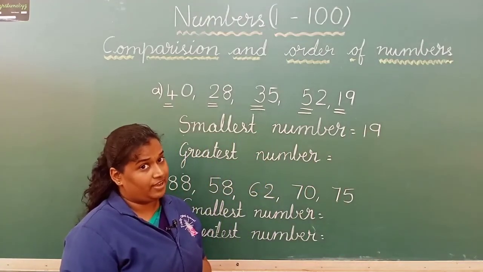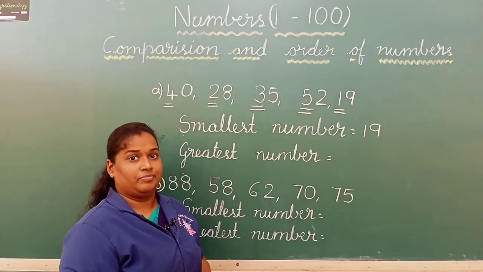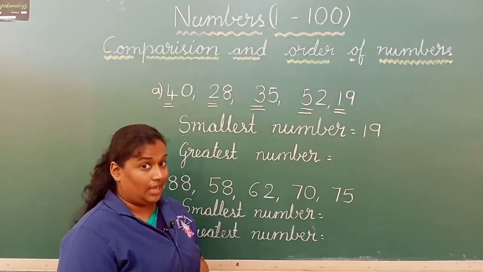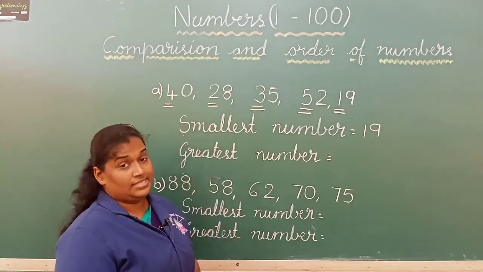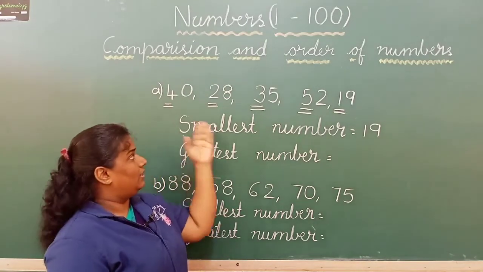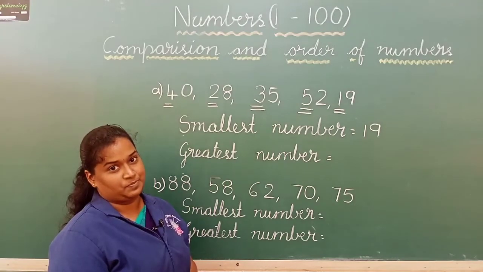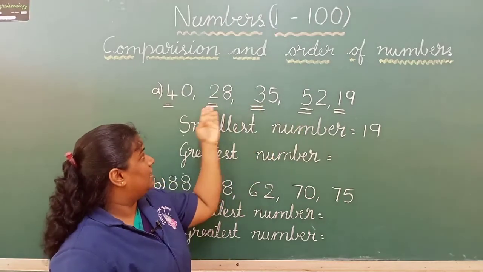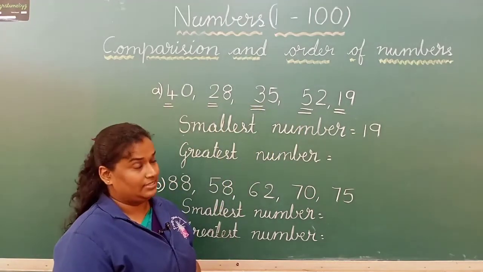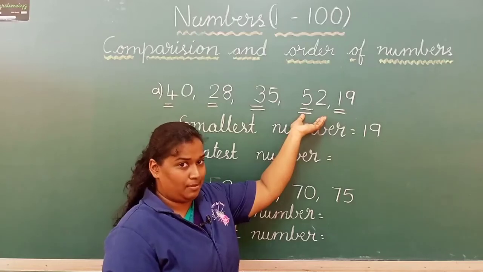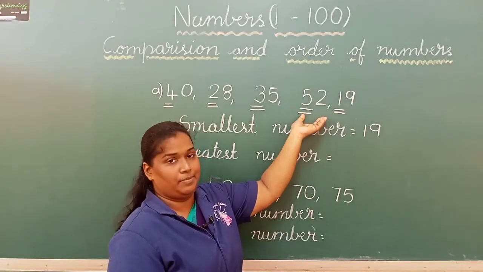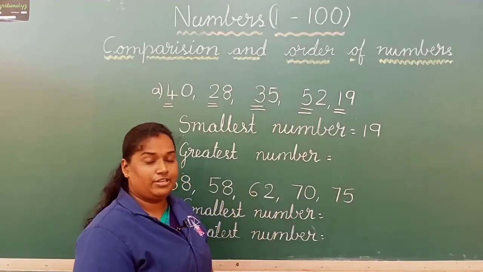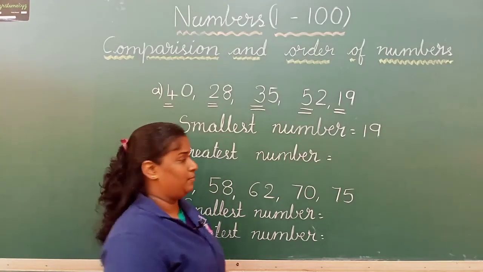Now we need to identify the greatest number. Again, look at the tens places of the given numbers. Now tell me, which tens is greater than the other tens? Yes, 5 tens is greater than the other tens. That is why 52 is the greatest number among the given numbers. So let us write 52 as the greatest number.